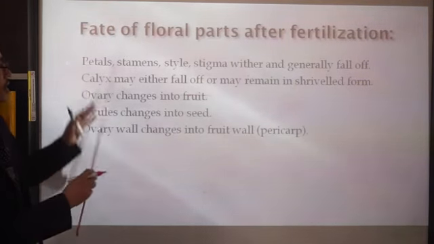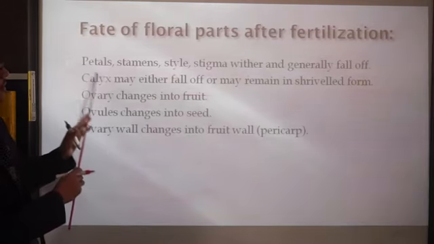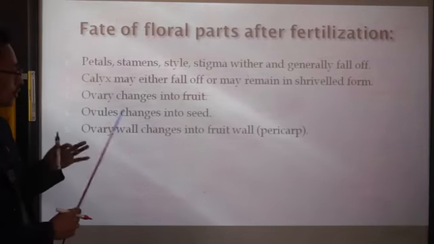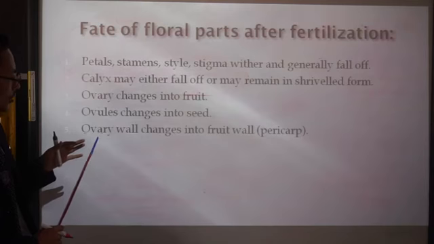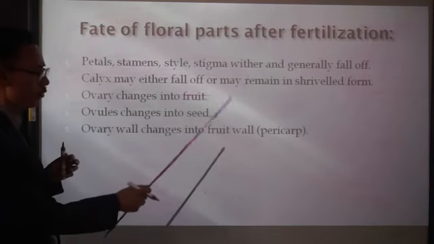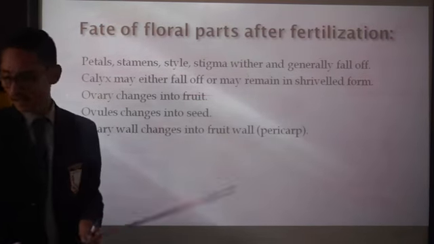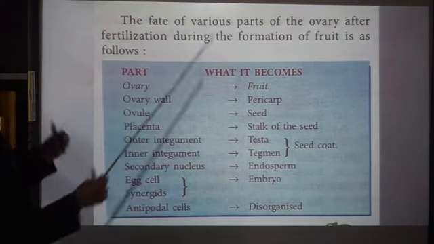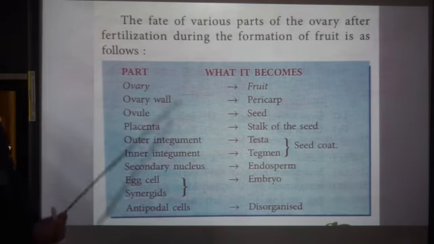So calyx, corolla, they will fall off. Stamens, stigma will also fall off. Alright, ovary will change into fruits, ovules into seeds, and the wall of the ovary will change into the fruit wall, which is called the pericarp. And lastly, let's see the changes of the various parts of the ovary after fertilization.